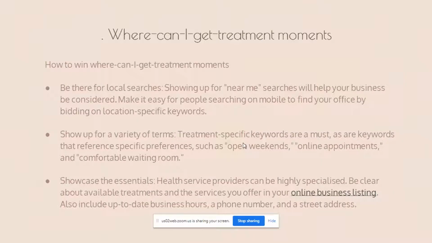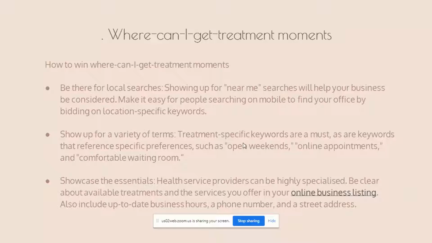Now talking about the health sector, we have such moments in the health sector also. So the first thing is "where can I get treatment" moments. These are the moments wherein people are searching content related to this. And as I said, we need to leverage these moments for the doctors, for the hospitals, for all the people who are working in the field of health. They need to know these moments, leverage these moments, and win these moments. So how can we do that?